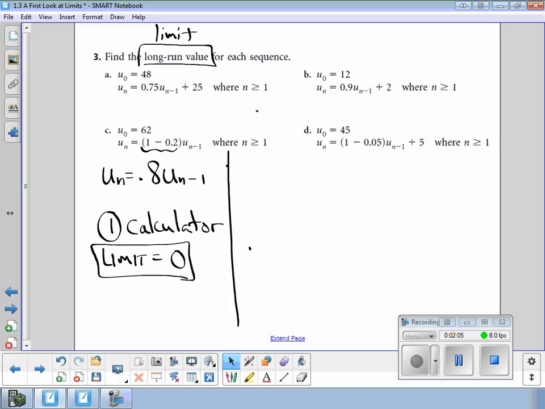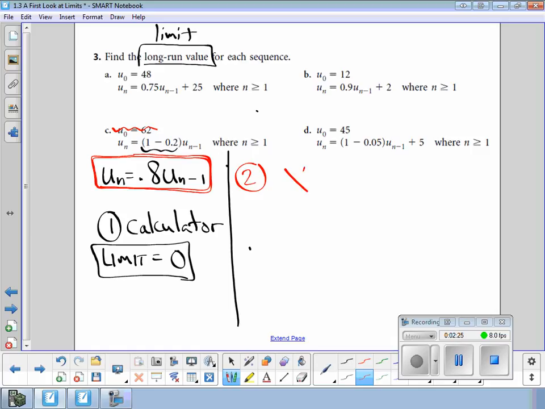If I was going to do C a different way, try method 2. Method 2 is to take this equation, the rule part of the equation. You don't need to know where it starts. You just need to know what the rule is. Take the U_n equals 0.8 times U_(n-1) and replace the U's with X's. When is X equal to 0.8X? And then solve for X. We would take away 0.8X from both sides. You would get 0.2x equals 0.